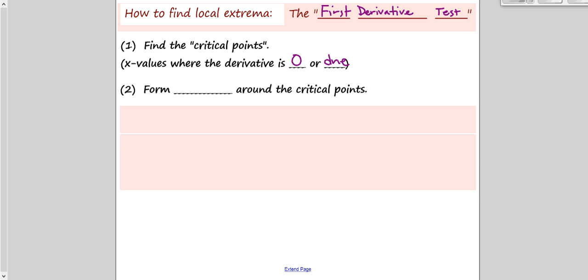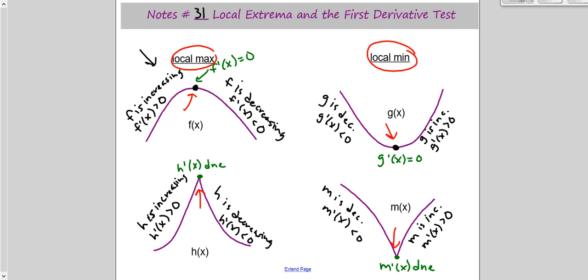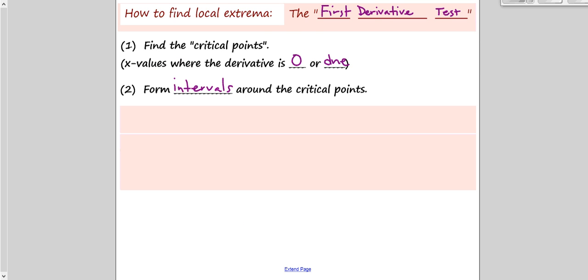Next, form intervals around the critical points. Basically, we want to know what's happening to the left and what's happening to the right. Remember in the first slide, we looked at it's increasing on the left, it's decreasing on the right, or it's decreasing on the left, it's increasing on the right. We need to find out what's going on, increasing or decreasing on the left or the right, so that's what the intervals are for.